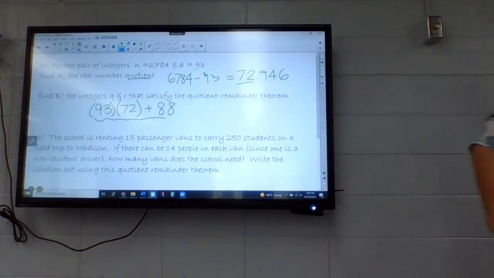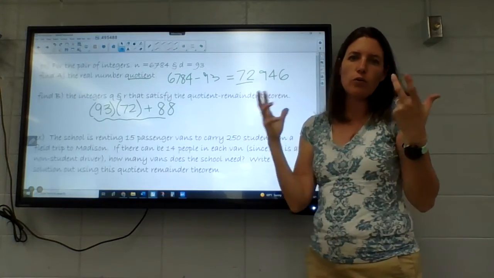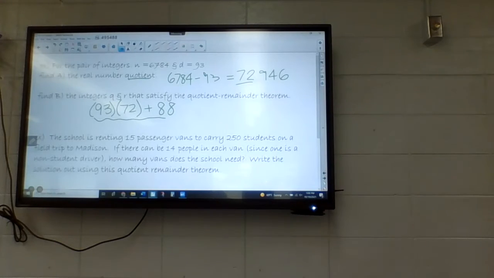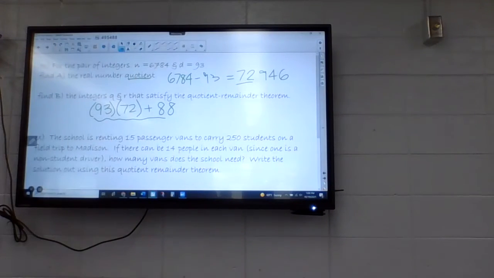Now that's not going to seem super useful right now, but we're going to end up using that later in this chapter. So getting comfortable with writing that remainder. That 88 would be considered the remainder if we were doing long division, the old school way of doing that. So where this comes into play is something like this next problem.